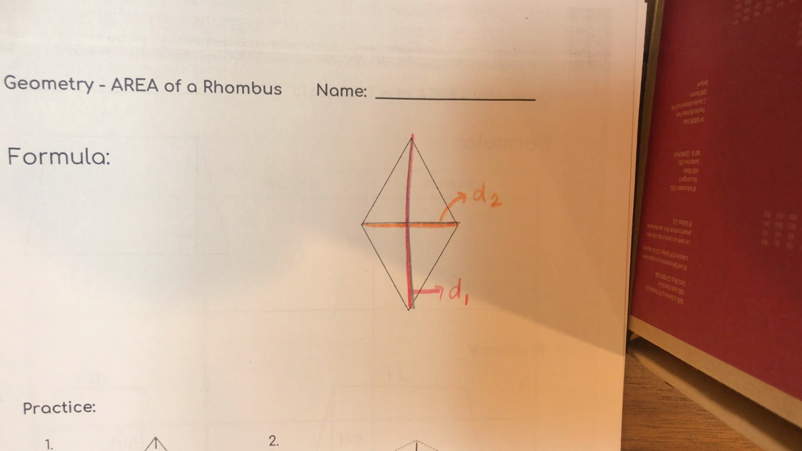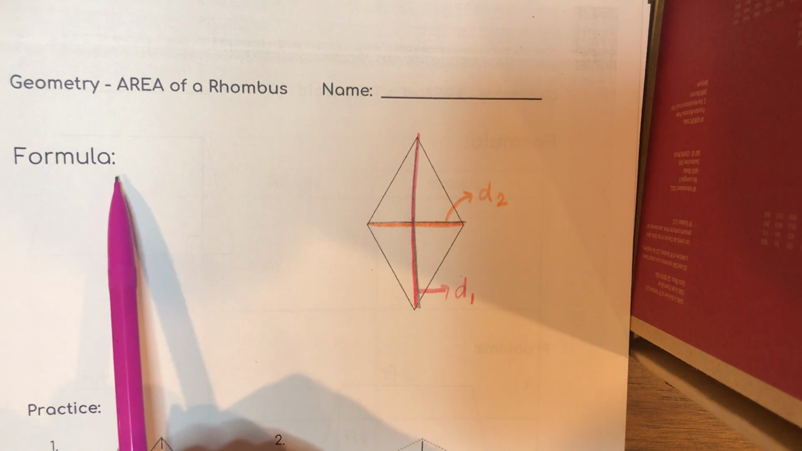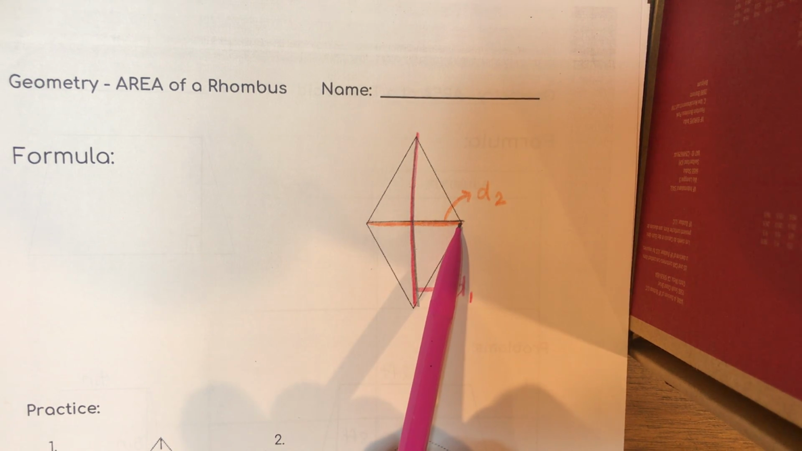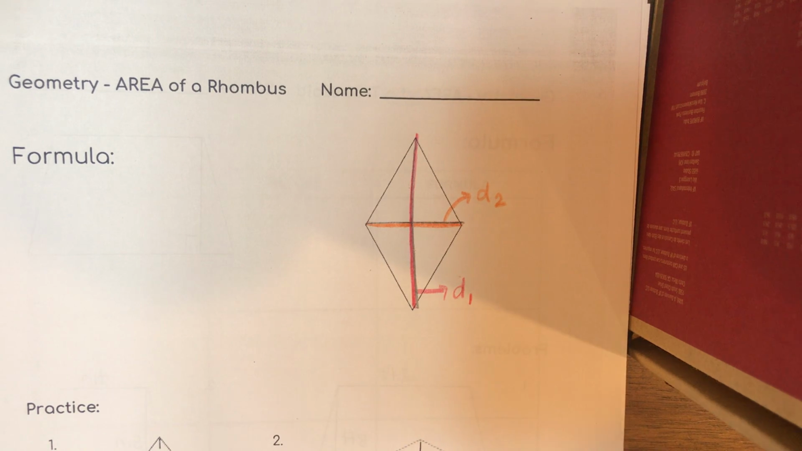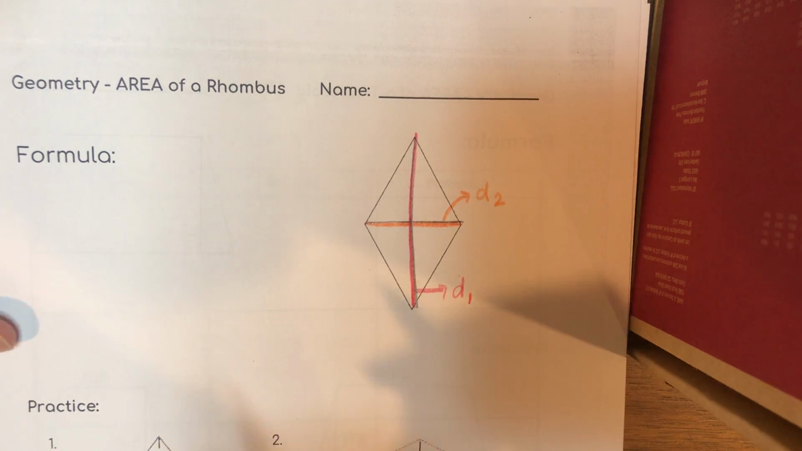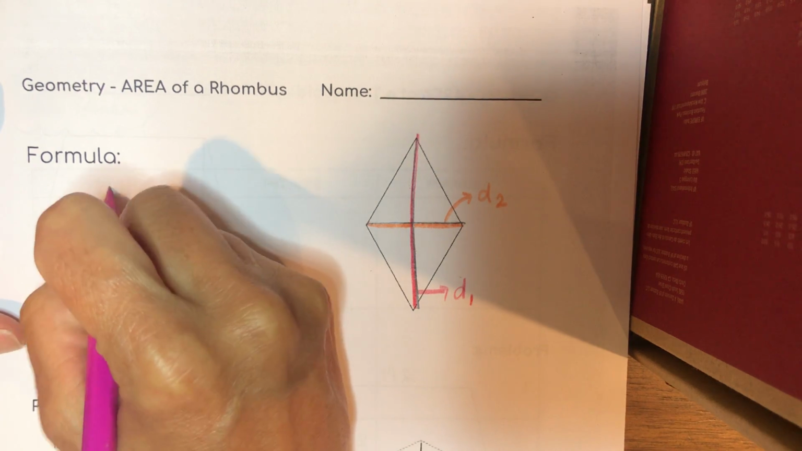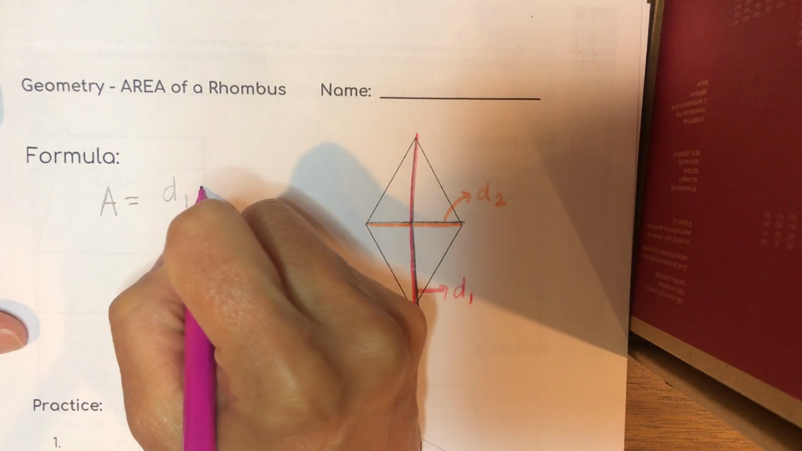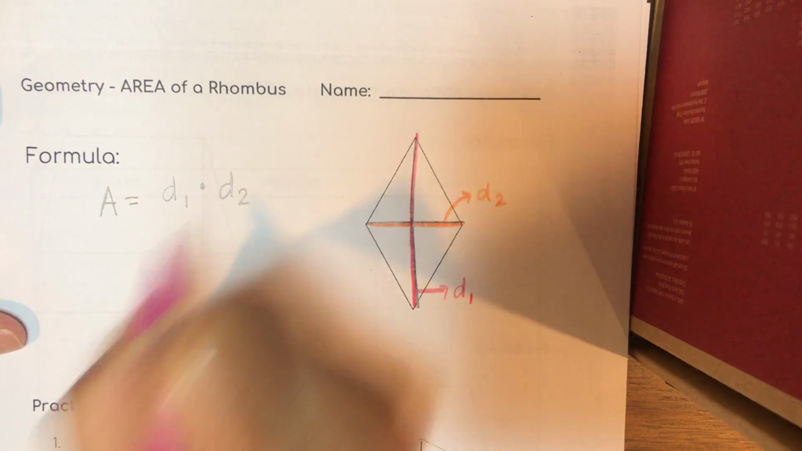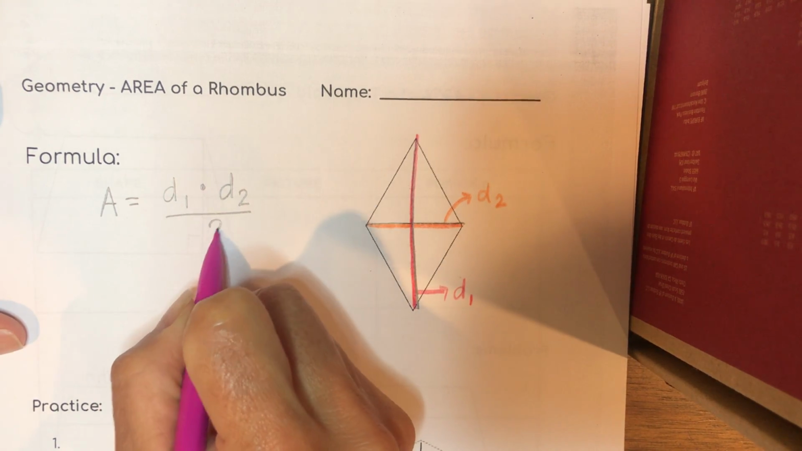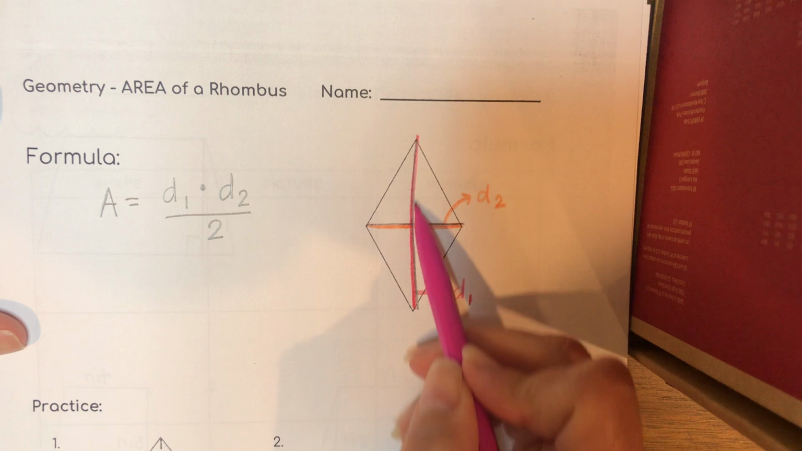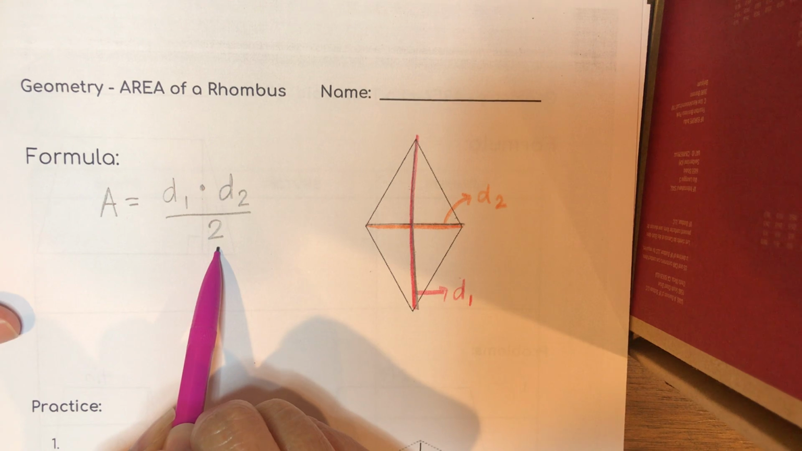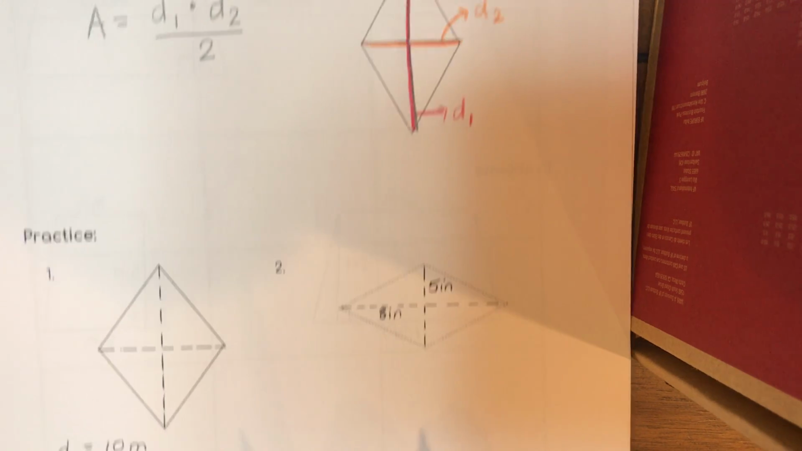When you want to find the area of a rhombus, you want to know the whole length of each diagonal, and then you want to multiply them and then cut them in half. So area equals diagonal 1 times diagonal 2, and then we divide by 2. We have to know the whole length of each diagonal, we multiply them, and then we divide by 2. Let's take a look at doing that with some practice here.